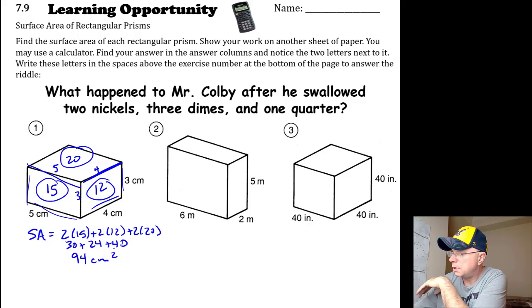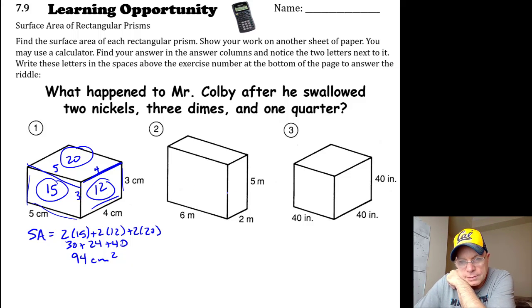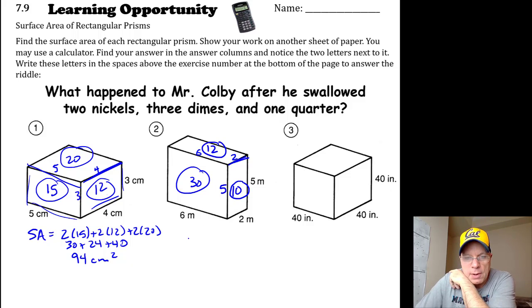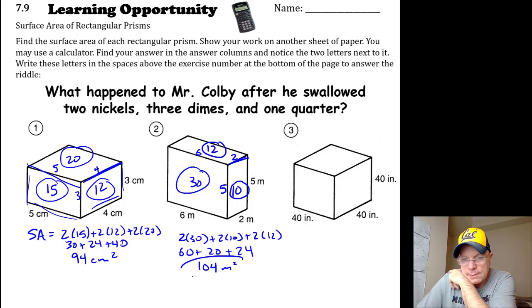Number 2, we have a 2 by 5, so 10 for the area of this small face. This big front face is 6 by 5, so that's 30. That's the area of that face, that's the area of that face. This one is 2 by 6, so 12. That's the area of the top and the bottom faces. So I have 2 30s and 2 10s and 2 12s. So 60 and 20 and 24 is 104 meters squared.